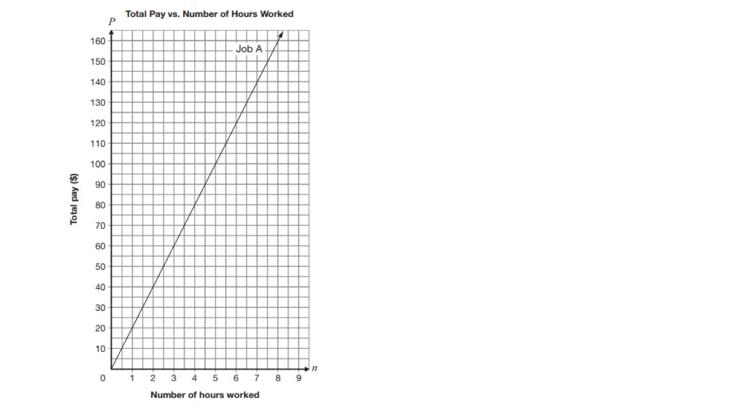Before we begin doing anything else, let's take a look at the graph that they have given to us. They've labeled everything really nicely. We've got total pay versus the number of hours worked. On our x-axis, we have number of hours worked, and they've chosen to use the letter N to represent number of hours. So rather than using x in our equation, we're going to replace it with the letter N. And on our y-axis, we've got total pay measured in dollars. Instead of the letter y, they've chosen to use the variable capital P to represent total pay.